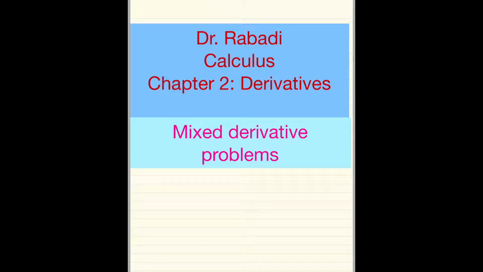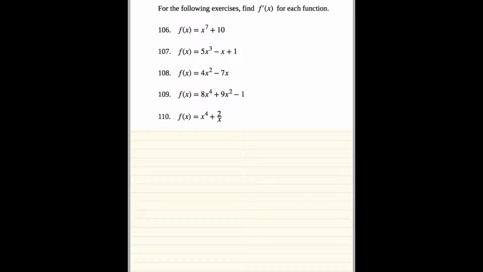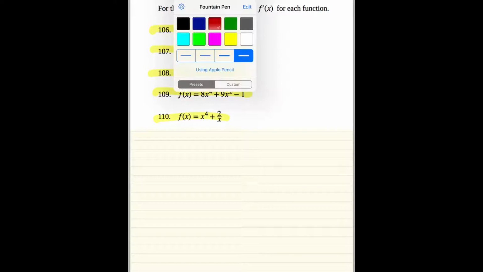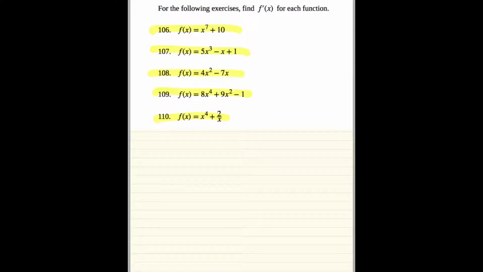Hey guys, in this video, we're going to do some mixed derivative problems. So what you want to do is identify if it's a sum or difference, or it's a product, a quotient, or a chain. In these examples, they all appear to be a sum or difference of monomials, or what we call a polynomial, except for this guy here. But I think I can do something with number 110 to make it into the sum or difference. Okay, so let's get started with this guy.